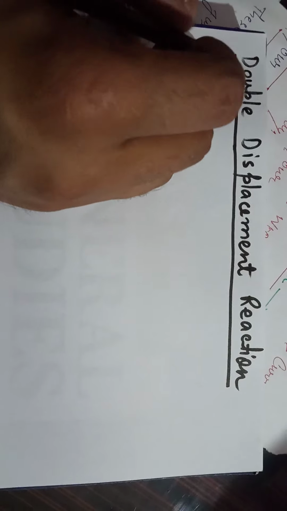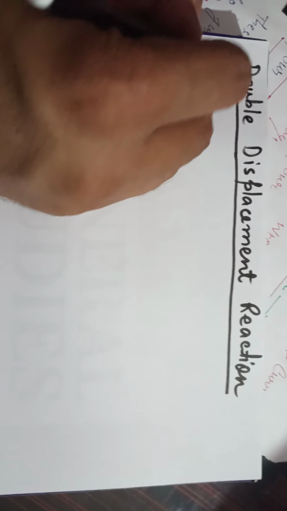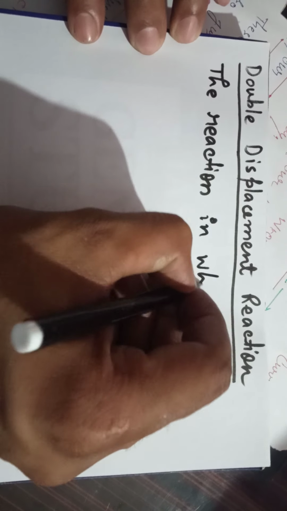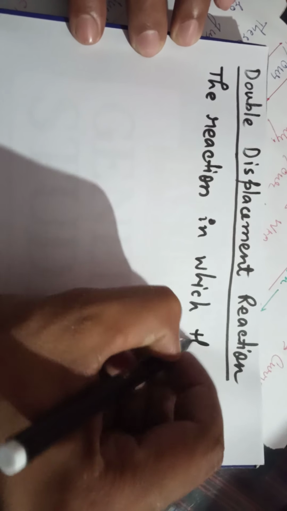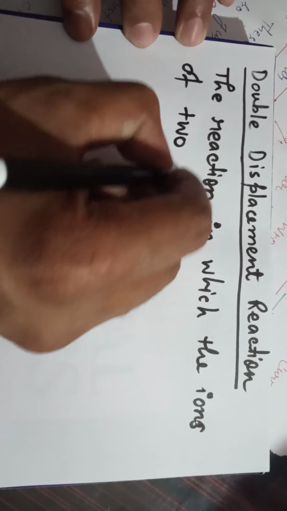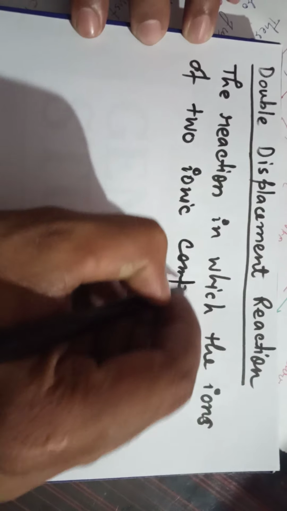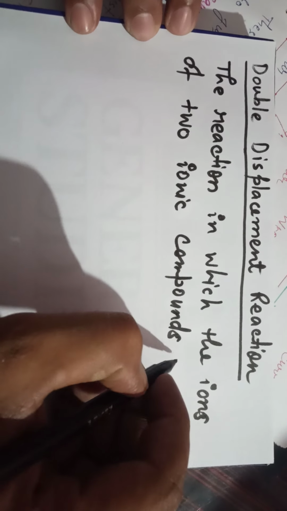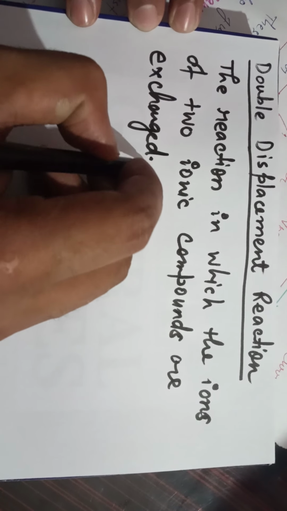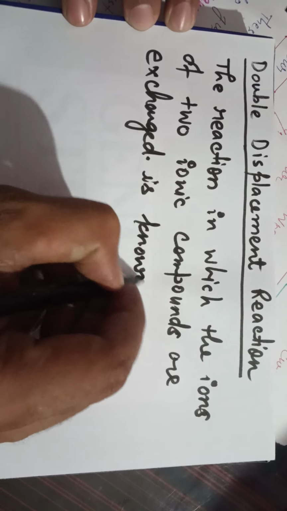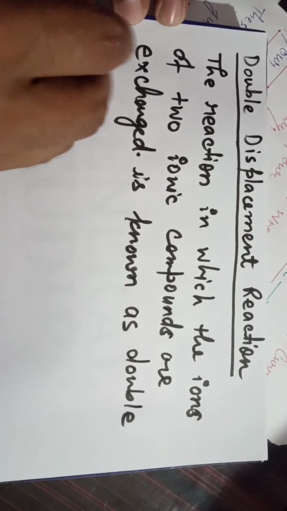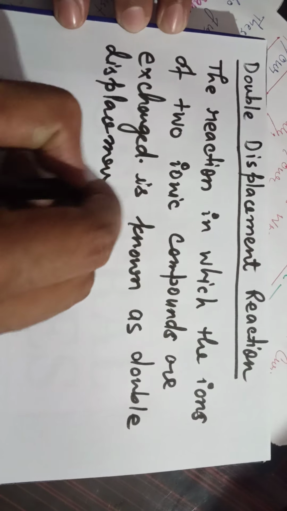So let's see. If I write down the definition of this reaction: the reaction in which the ions of two ionic compounds are exchanged is known as a double displacement reaction.